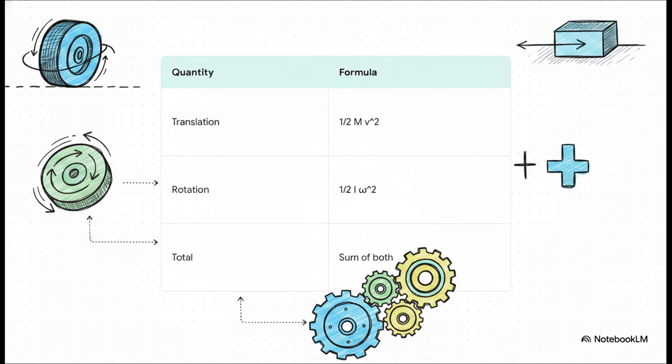You take the standard kinetic energy for translation, 1/2 mass times velocity squared, and you just add the rotational kinetic energy. That's the whole shebang. Just add the two parts together.